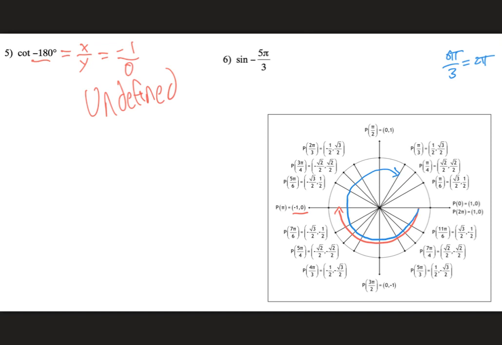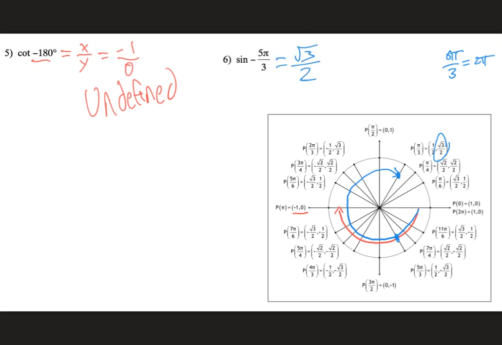Another way of looking at this is to find 5 pi over 3 and flip it over the axis, because that's going to be the opposite direction of whichever way we're going. So if that's down here, that flips up to up here. That's one way to look at this as well. Sine is going to be the y value. The y value here is going to be root 3 over 2.